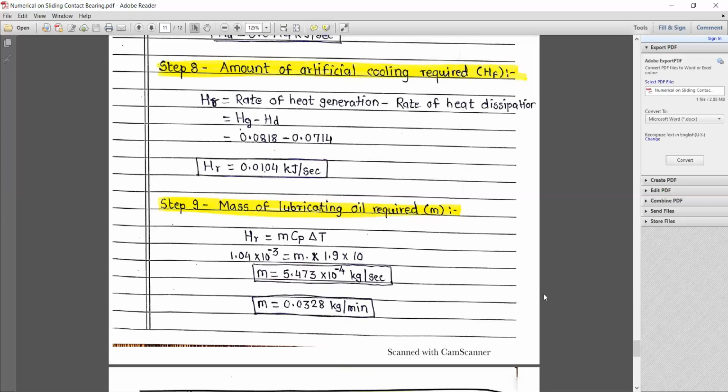If you read the problem properly, the second condition is given, that the temperature difference is 10 degrees, and now we have to calculate the mass of lubricating oil. So for this condition we are using this equation, otherwise we have to calculate delta T, that is 75 minus 25, that is 50.